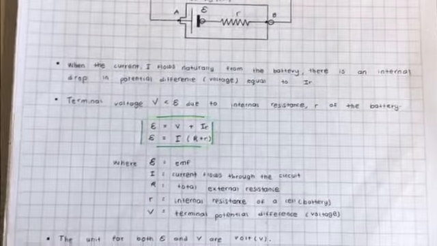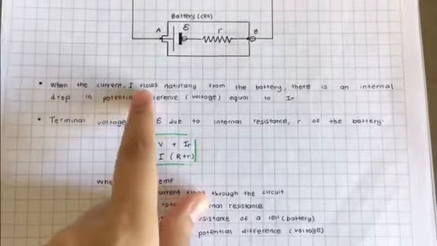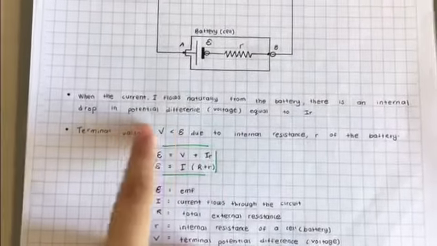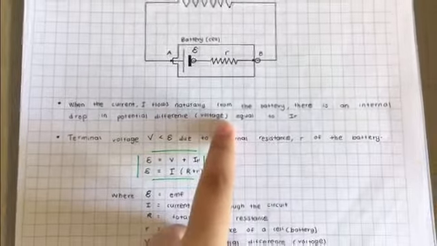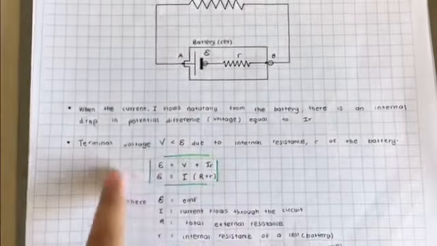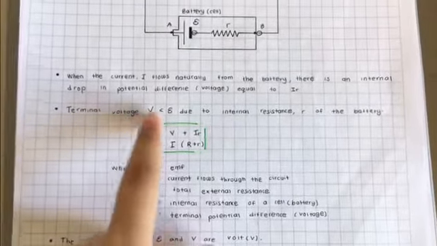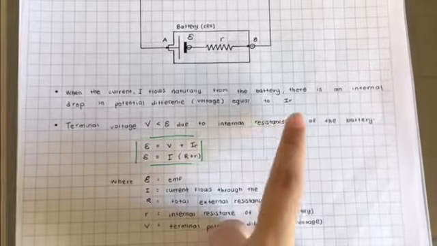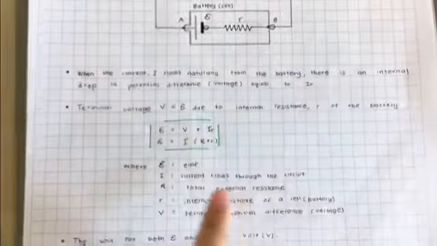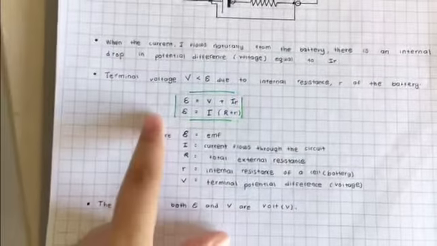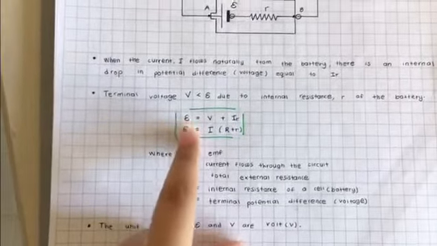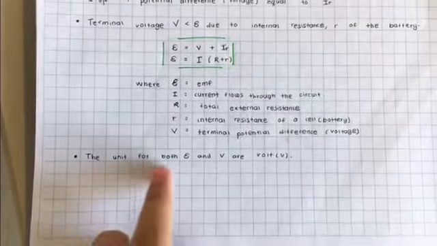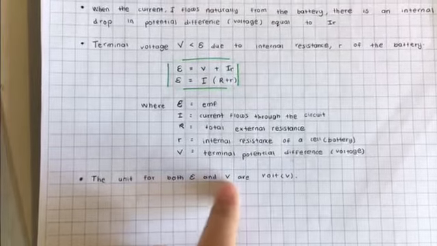Okay, when the current I flows from the battery, there is an internal drop in potential difference or voltage equal to Ir. So terminal voltage V is less than EMF due to internal resistance r of the battery. So this is the equation for the electromotive force. And the unit for both EMF and voltage is volt.